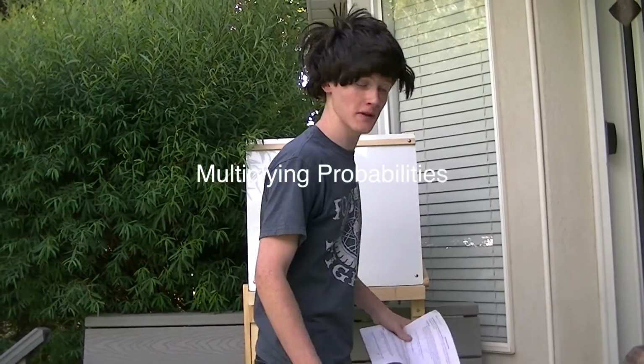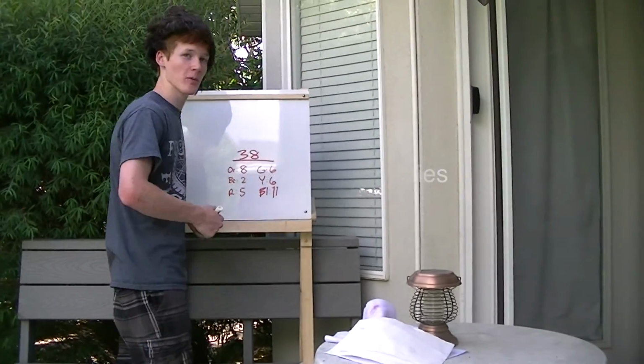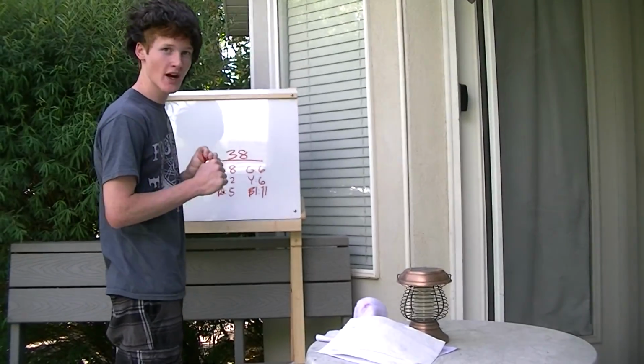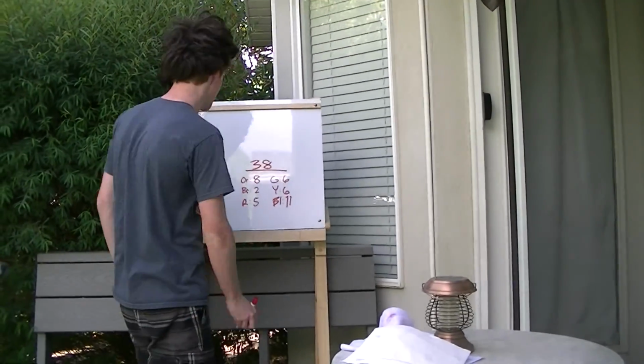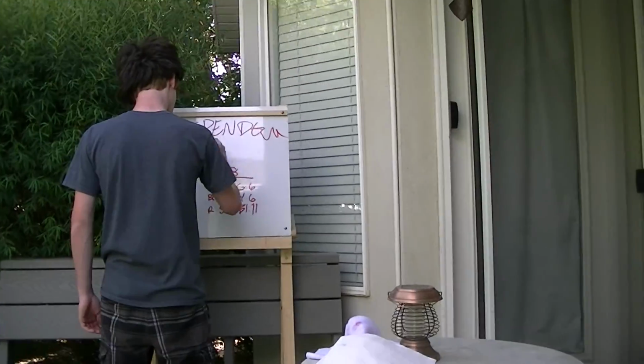Hello again. I'm going to be talking to you about multiplying probabilities. To understand multiplying probability, we have to understand there are 2 types, independent and dependent.